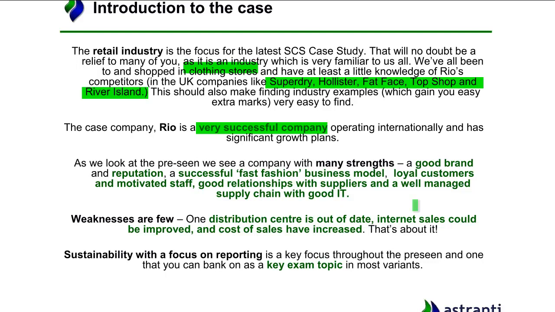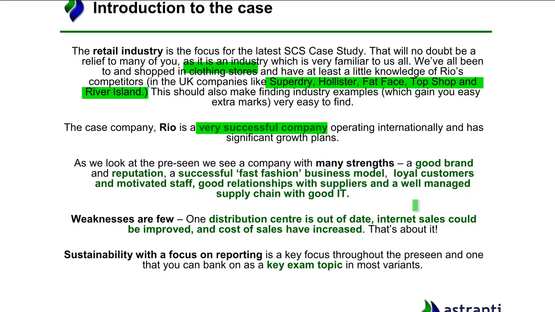When we come to our SWOT analysis, I've got the most strengths I've ever had in all the SWOT analyses I've done, and I must have done 30 or 40 different SWOT analyses on case studies now. I've got more strengths in this than any other. It really is a lot. So this is a really good company with not many weaknesses.